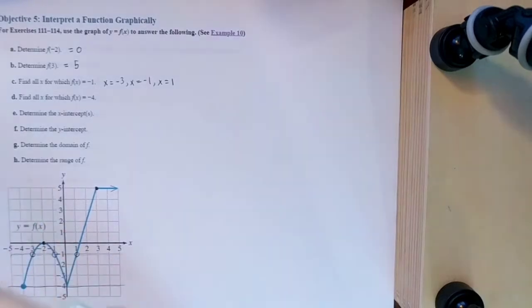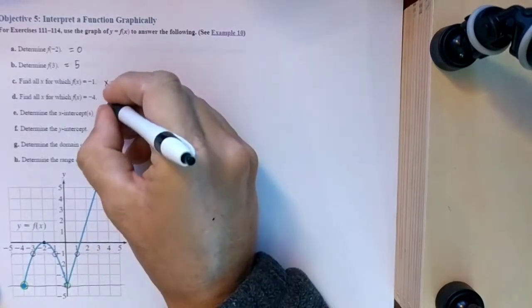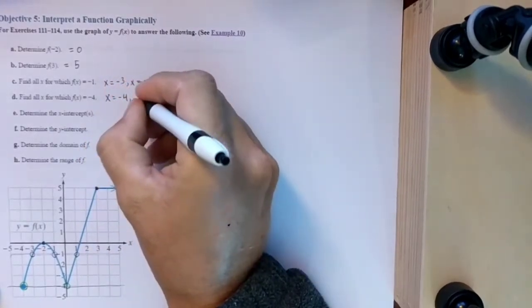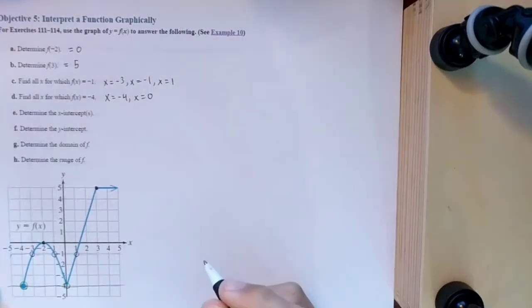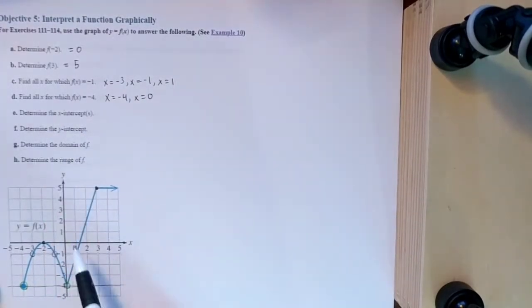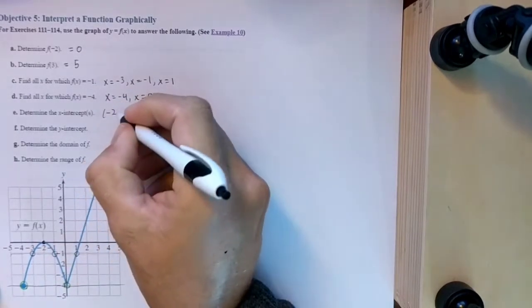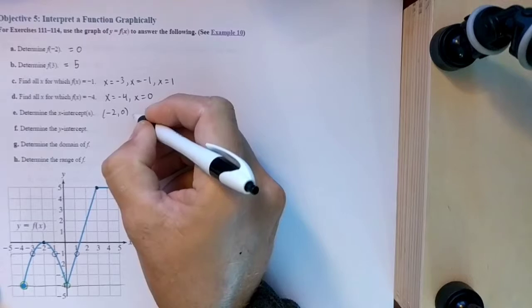I'll go ahead and draw these in green. So there's one of them, and there's another one. And the x values that make this happen are 0 and negative 4. I'll put negative 4 first because it's on the left. All right, the x-intercepts are where the function crosses the x-axis. That happens at negative 2, so we'll use an ordered pair there, negative 2, 0.